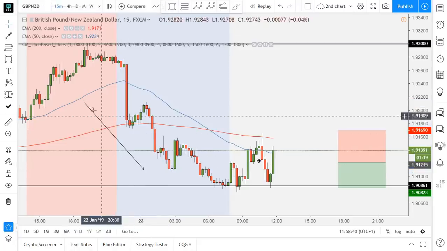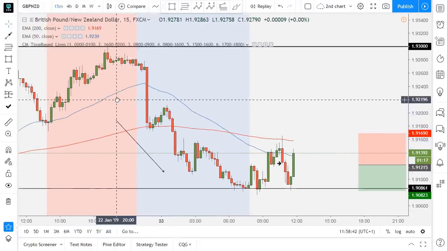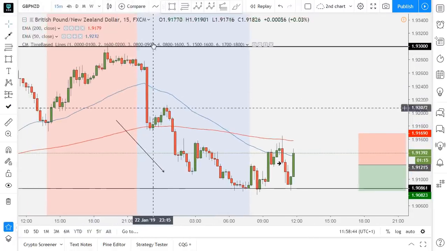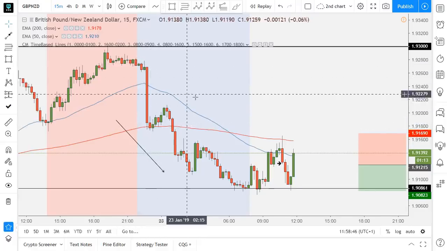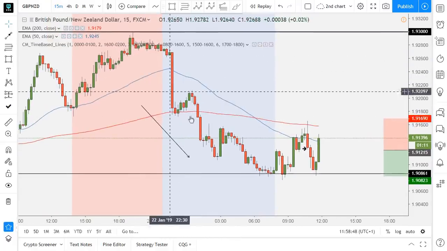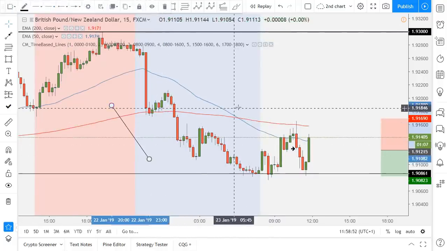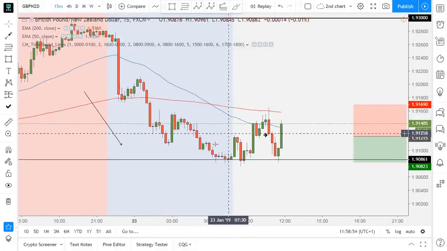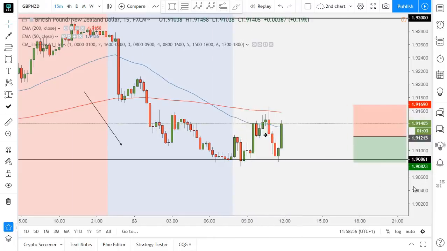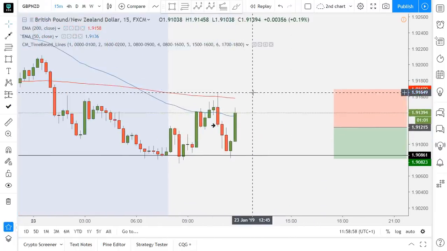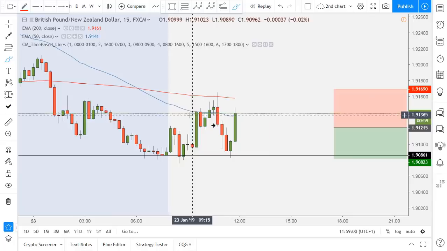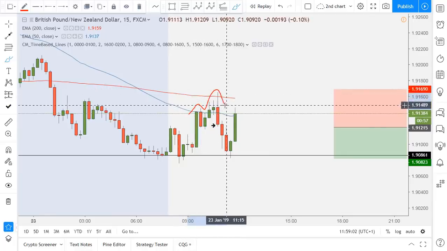We've seen some pretty good NZD strength at the start of the Asian session, which made the pound NZD fall down, and which signifies for us that NZD is very strong. We had our EMAs crossover. We waited for the market to present us with a pattern formation, and as you can see, it was a small M formation on our EMAs.